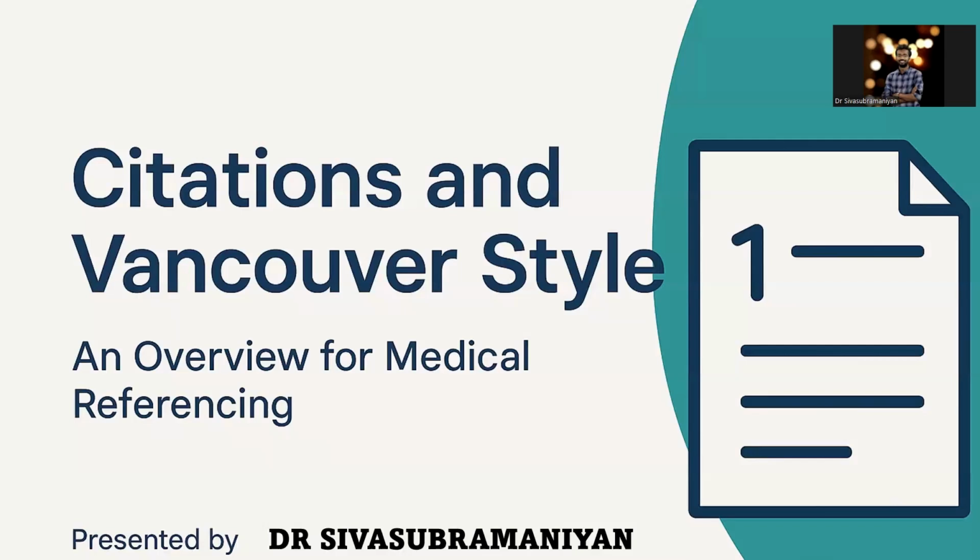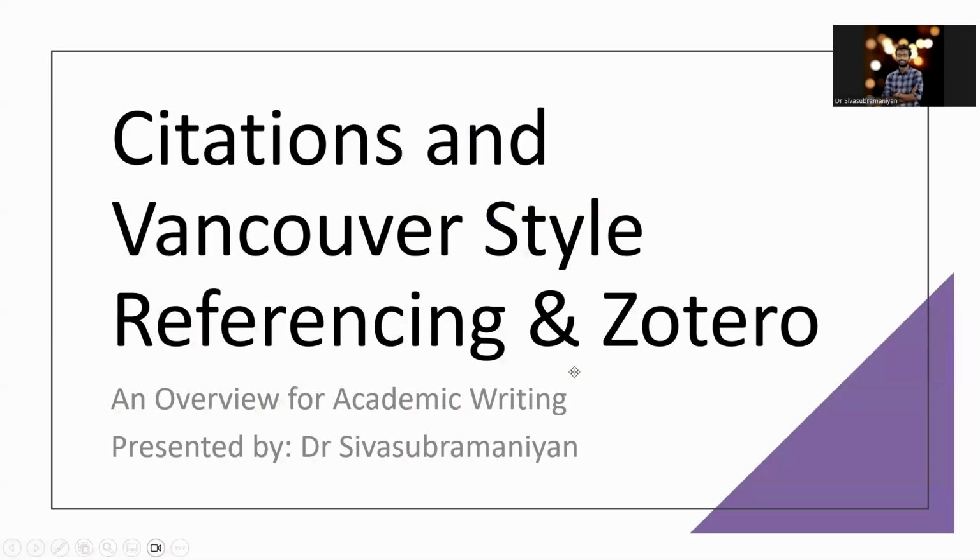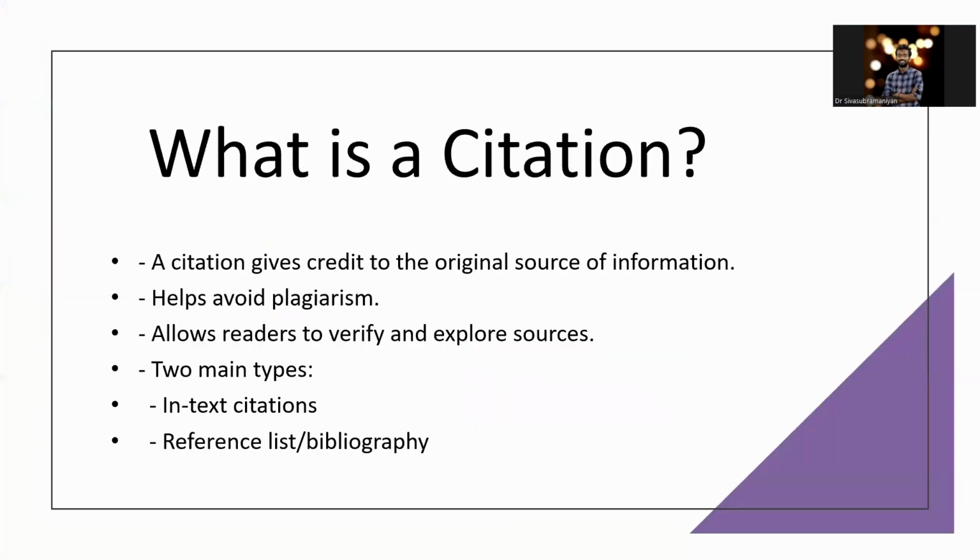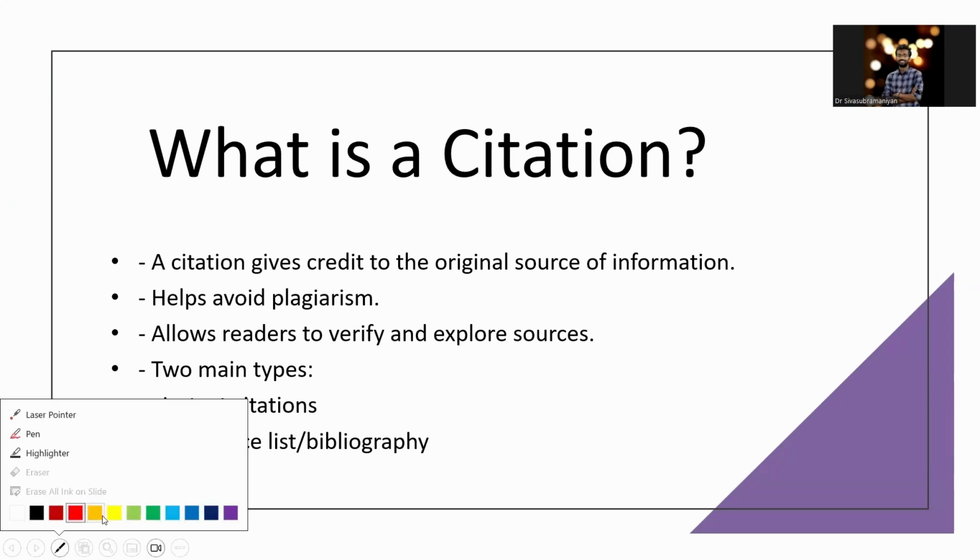So, what exactly is citation? A citation gives credit to the original source of information. It helps avoid plagiarism and allows readers to verify and explore sources. There are two main types. One is in-text citations, where you give references then and there, and the other is the bibliography or reference list. We'll see each one.